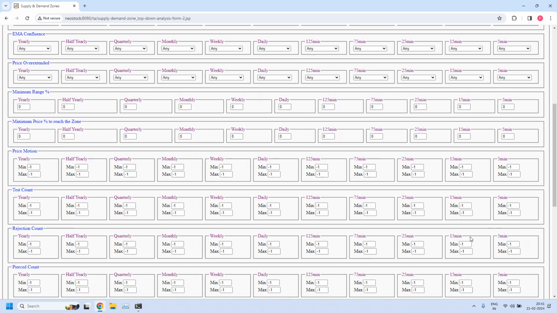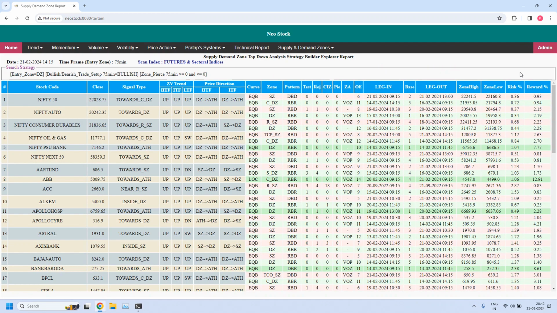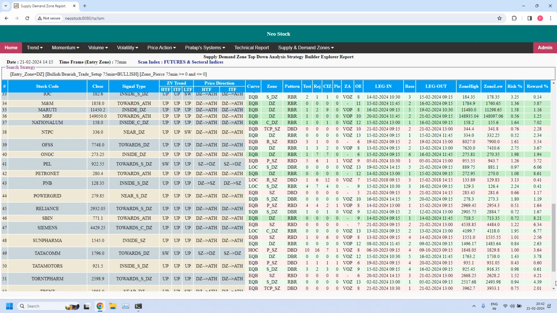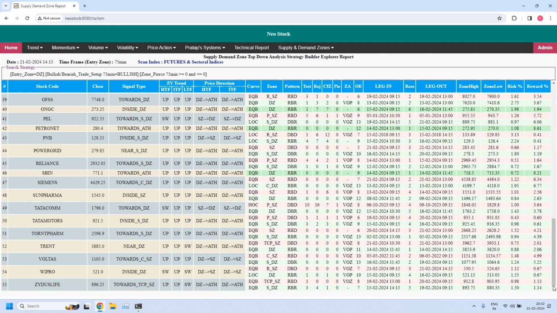Pierced count we want to set this time for 75 minutes time frame. We are setting 0, 0. Indicates pierced count should be 0. And this is the filtered list. All these stocks are currently supporting, all these demand zones are currently supporting bullish trade setup at 75 minutes. So let me scroll down. So total 55 stocks are filtered.